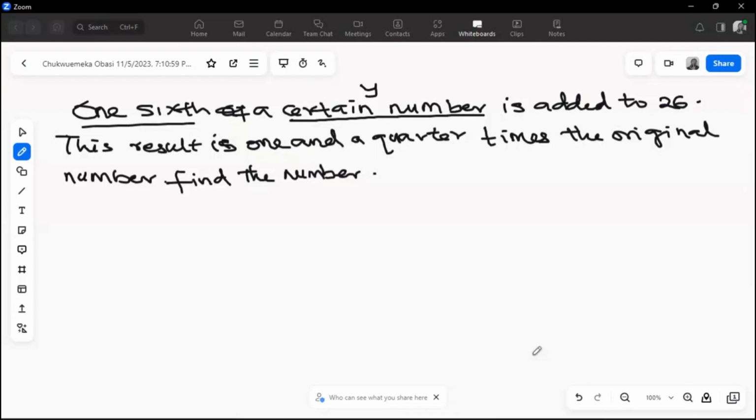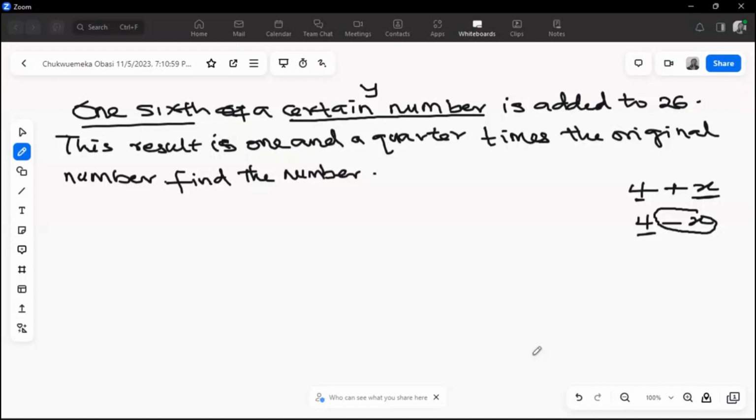Take note of the words "is added". When we say x is added to 4, it's going to be 4 plus x. We are adding x to 4. When we say we are subtracting x from 4, it's going to be 4 minus x. It means remove x from 4. So when we say something is added, it means that particular quantity is added to the other one. So take note of that.